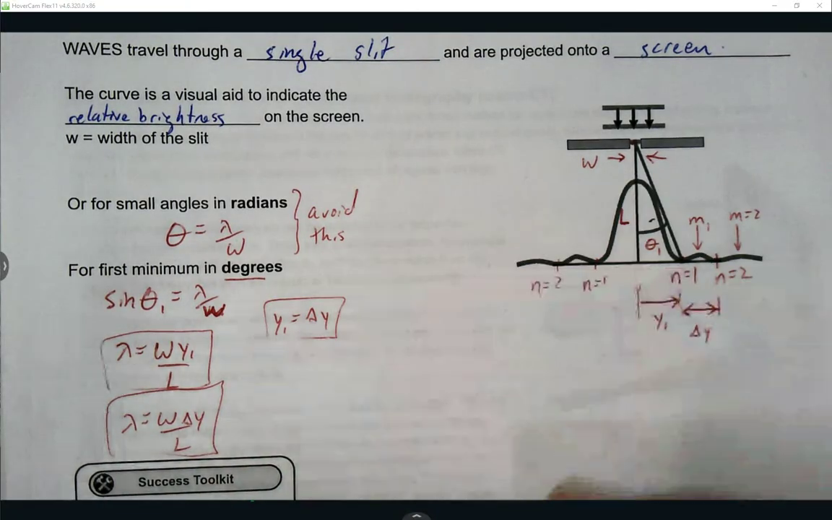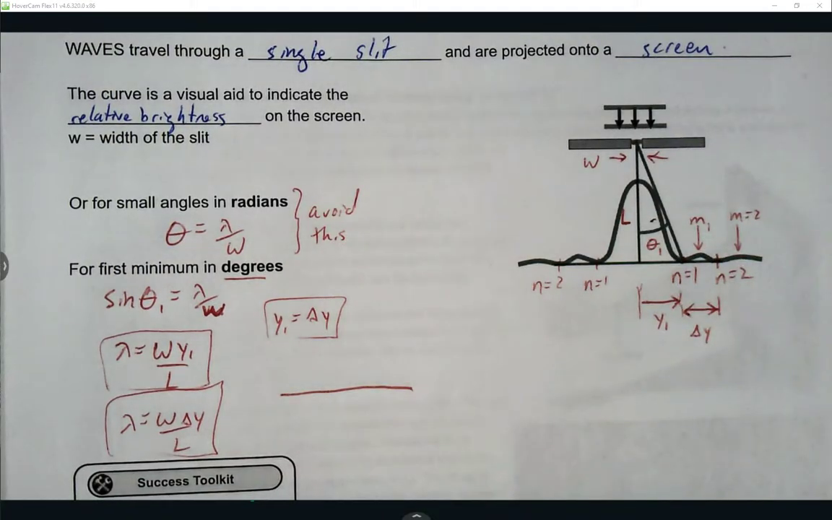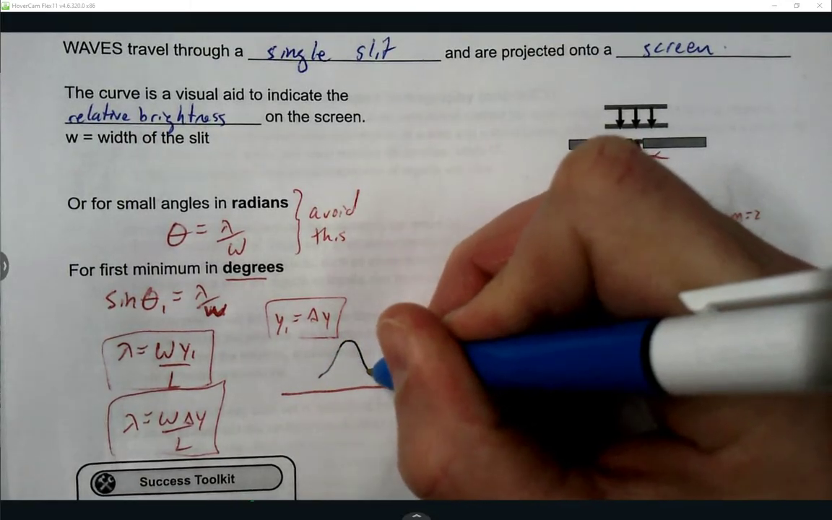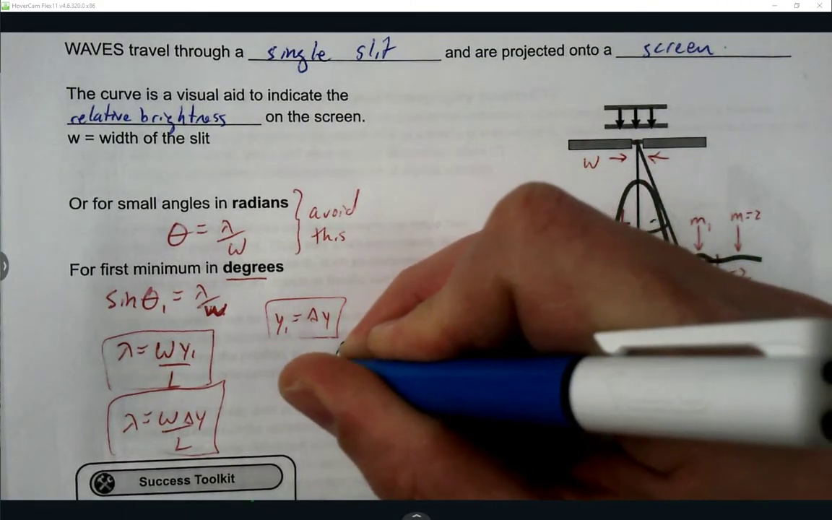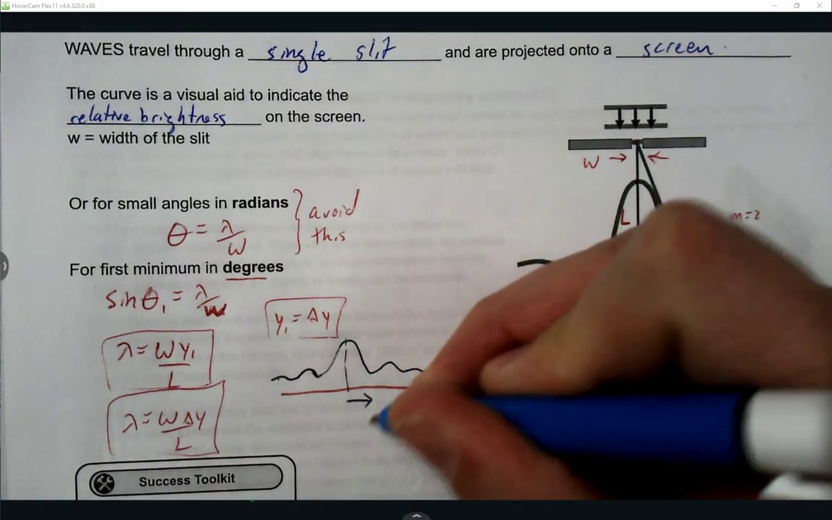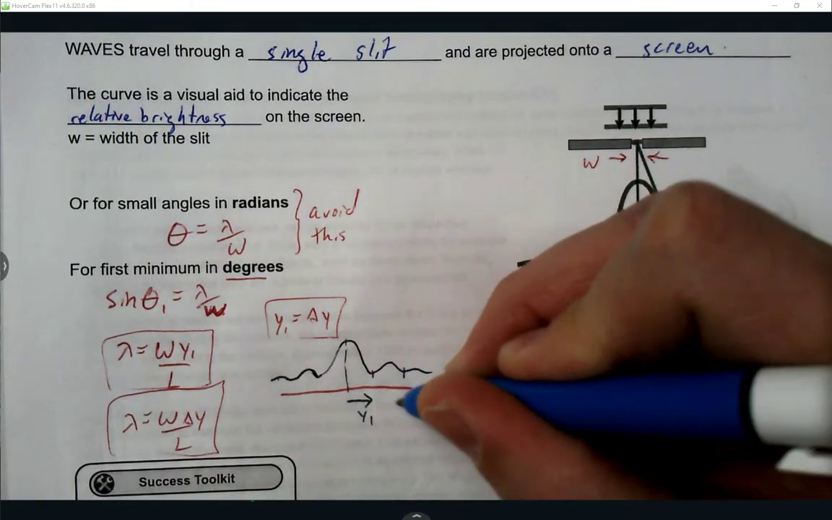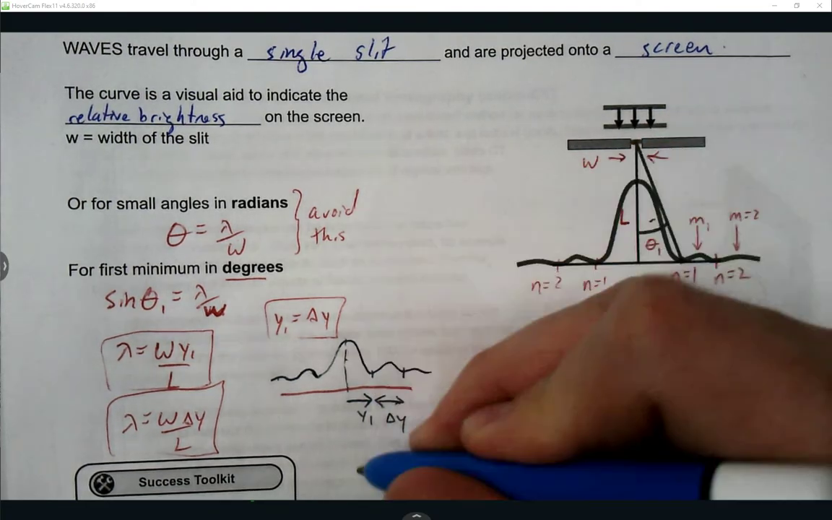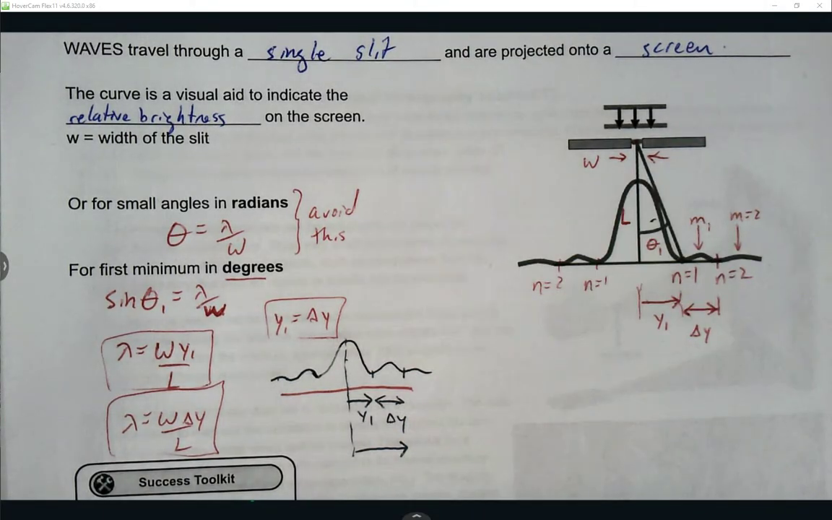You know what? Let's make it more visual, just to make sure that nobody gets lost on this. If I was drawing this brightness distribution pattern, let's make sure we got this. I've got my central bright region. I've got another, lesser bright region. See the brim of the hat. Measuring from the center outwards to the first dark spot, I would call Y1. From that dark spot to the next dark spot, delta Y. From the center out to the second dark spot, what do you think I'd call that one?